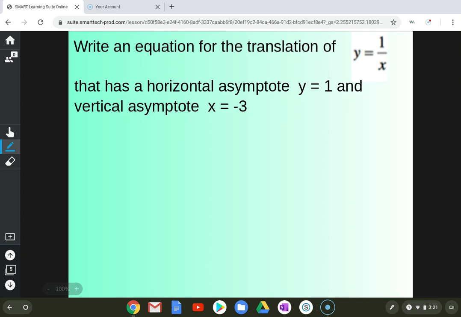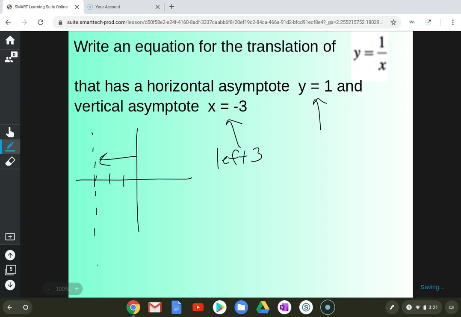All right, so write the equation for the translation of y equals 1 over x if we have a horizontal asymptote at y equals 1 and a vertical asymptote at x equals -3. So let's think about this. If our vertical asymptote is at x equals -3, that means we have shifted left 3, because normally our vertical asymptote's at x equals 0. It's been shifted 3 places to the left. So what are we going to do? We're going to add 3 to our x value. So instead of 1 over x, we're going to have 1 over x plus 3.